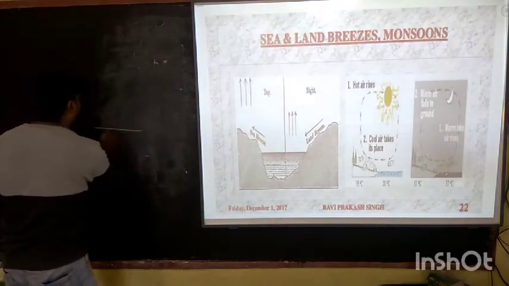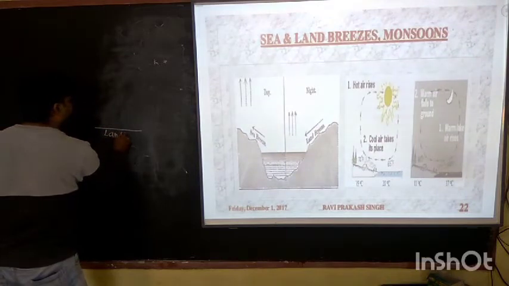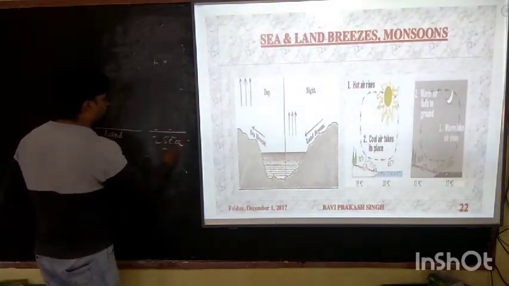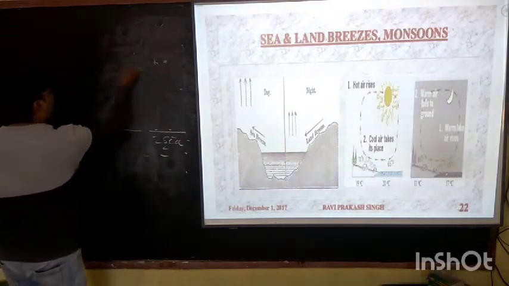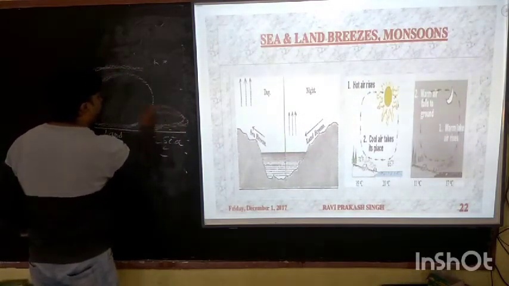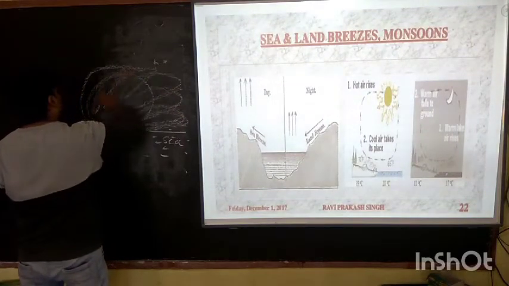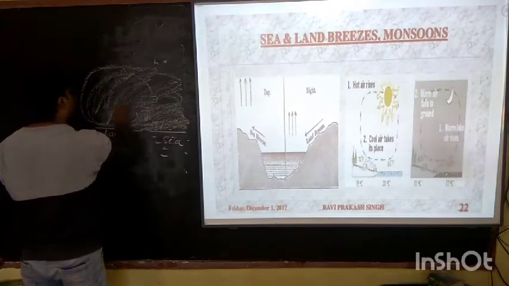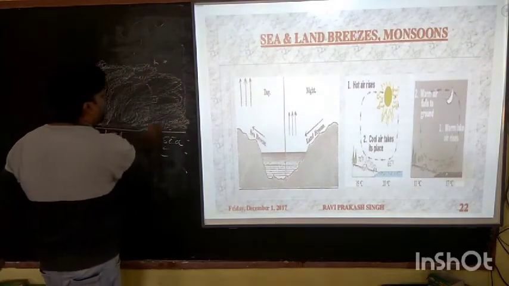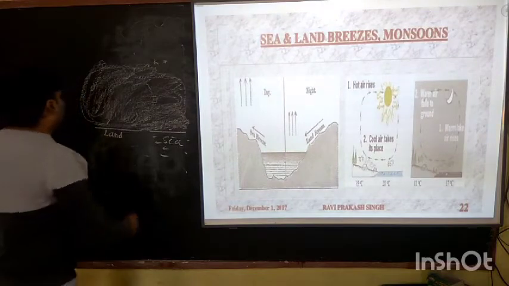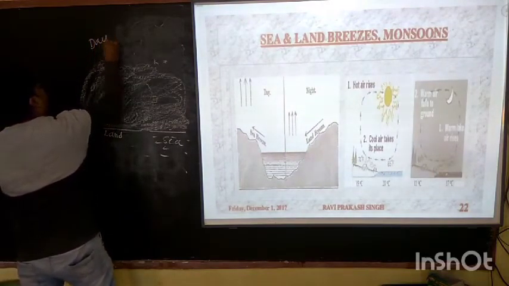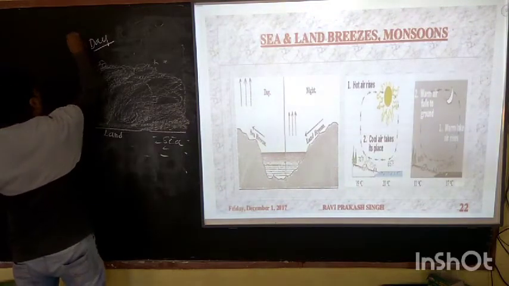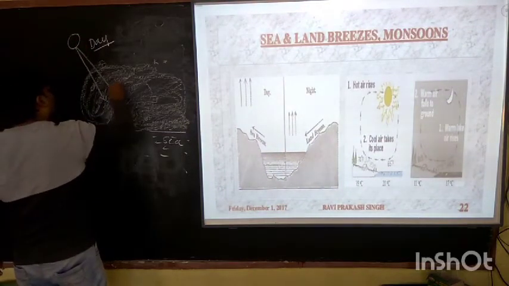Now this is a land, and this is a sea. Both are completely filled with air. During the daytime, sea breeze will take place. During the day, sunlight directly falls on the air.